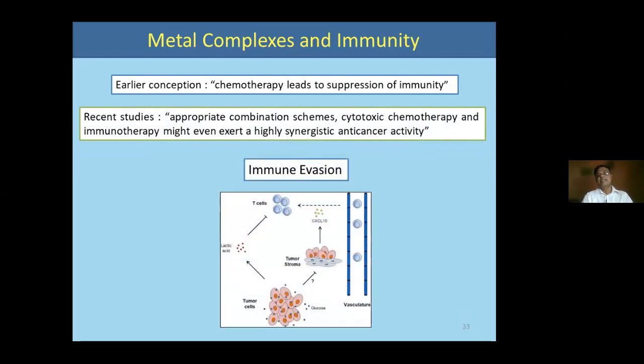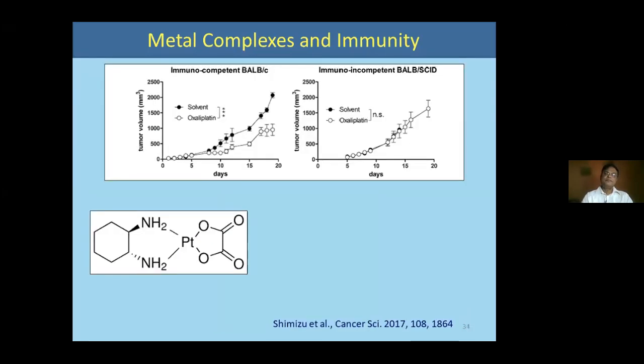The cancer cell has a tendency to evade the immune system in our body by upregulating certain enzymes and proteins. I am not going into that. But this study happened on mice. They checked what happens if you treat mice with a cancer growth with oxaliplatin, and they took some mice without their immunity and some with immunity. So in some mice, they took out the immunity factor.